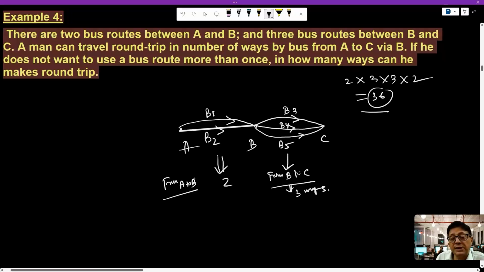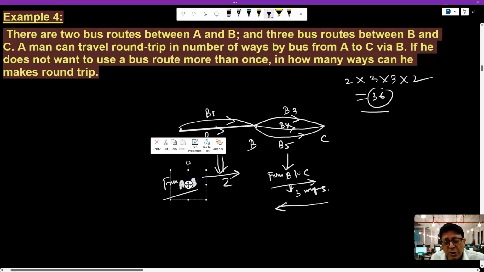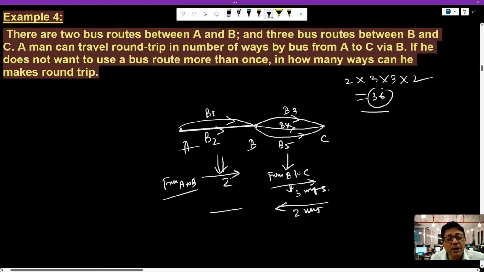Now for the return journey, it's going this way, goes this way, now the return journey. He cannot come back to B from the point C by using the route he or she had chosen. So what do they have to do? Suppose they've used B3, then coming back by B4 and B5, only two options left. So coming back from C to B, how many options left? Two options. Coming back from B to A, how many options are left? One option.